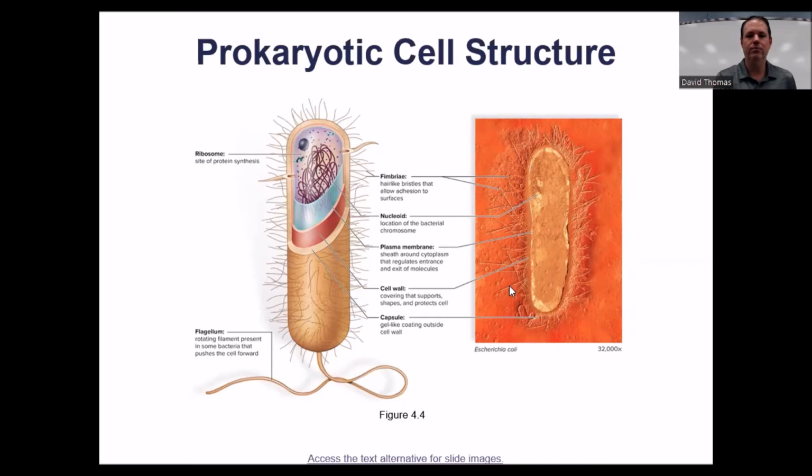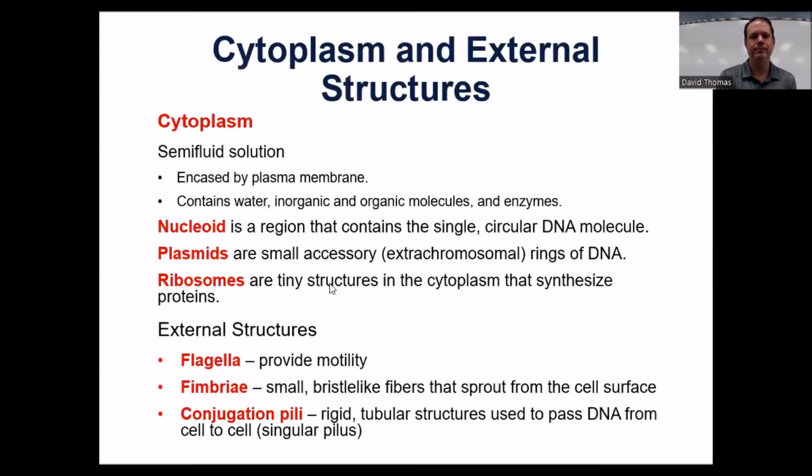It has very small fiber hair-like bristles that extend, called fimbriae. Notice it doesn't have a nucleus, but it does have a region where it has its DNA residing, and that's called a nucleoid. It's not a nucleus because it doesn't have a true membrane around it. It does have a membrane around the cell, like we said, the plasma membrane. It does have a cell wall and then a capsule or glycocalyx type section on the outside.